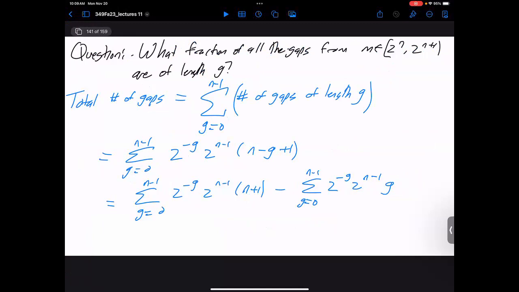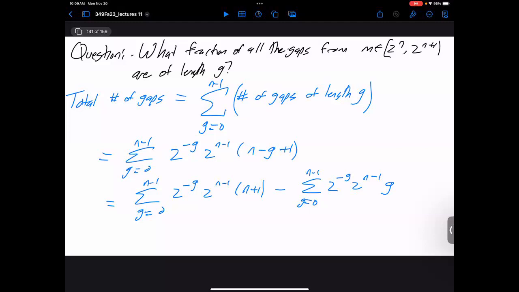Now we're going to be interested in what happens as n goes off to infinity. As n goes off to infinity, 2 to the n minus 1 is going to explode, but that's okay because the number of gaps of length g was being multiplied by a factor of 2 to the n minus 1. They're going to cancel each other out. Now, these sums only go up to n minus 1, but if we let these sums go further, it really wouldn't matter once n is large.